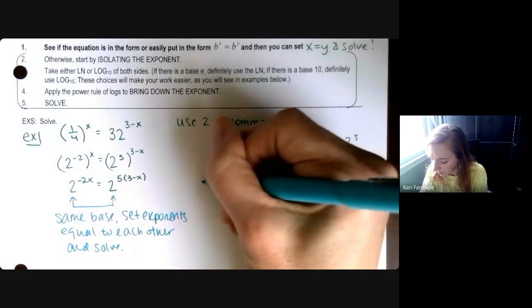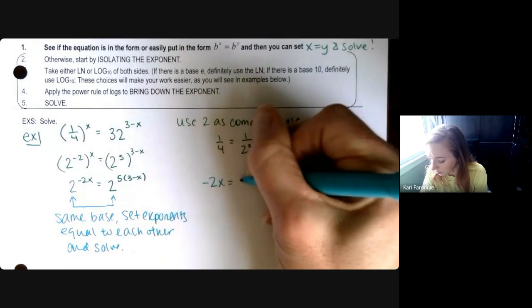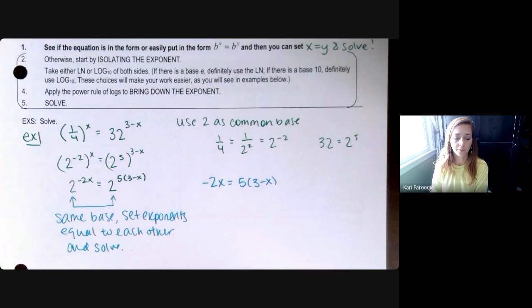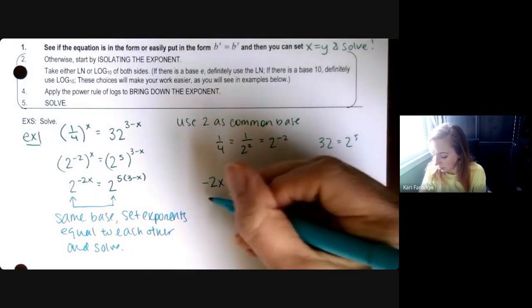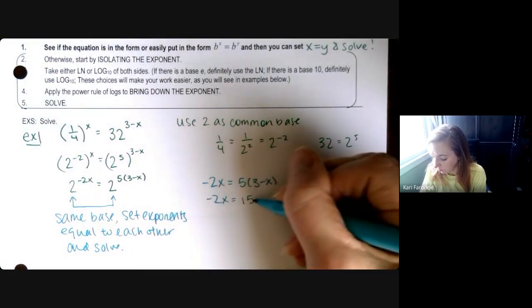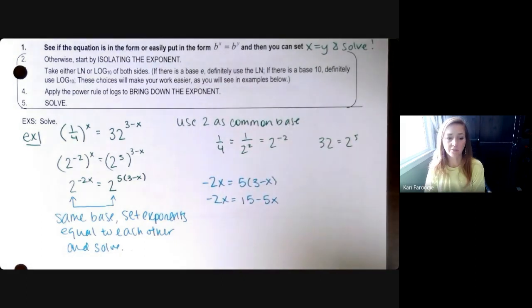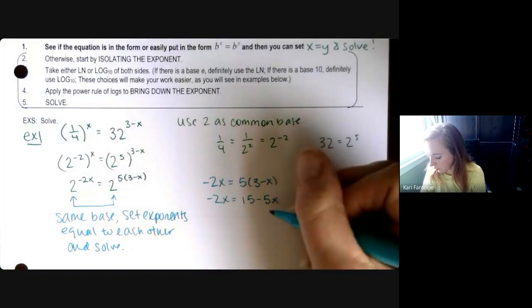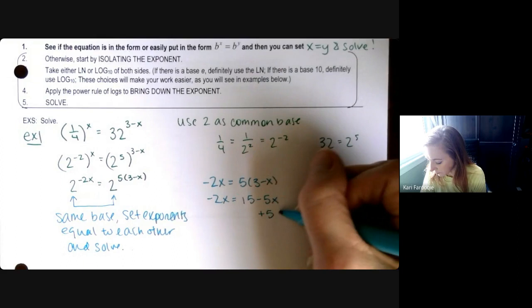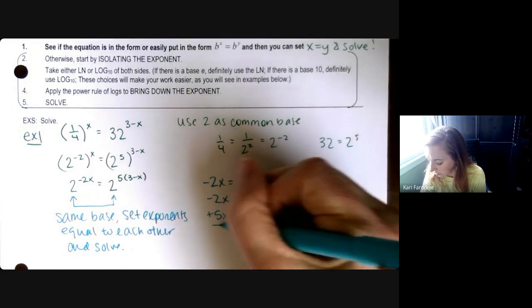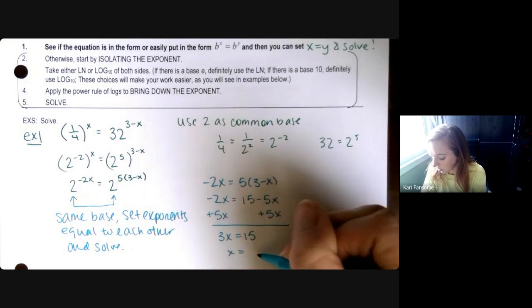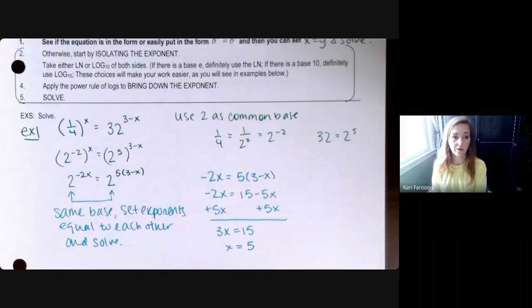All right, so we have negative 2x equals 5 times 3 minus x. Negative 2x equals 15 minus 5x. Get your variable on one side, and whatever you're not using will just stay. I'm going to add 5x to both sides, and that leaves me with 3x equals 15. Divide both sides by 3, and you get x equals 5.